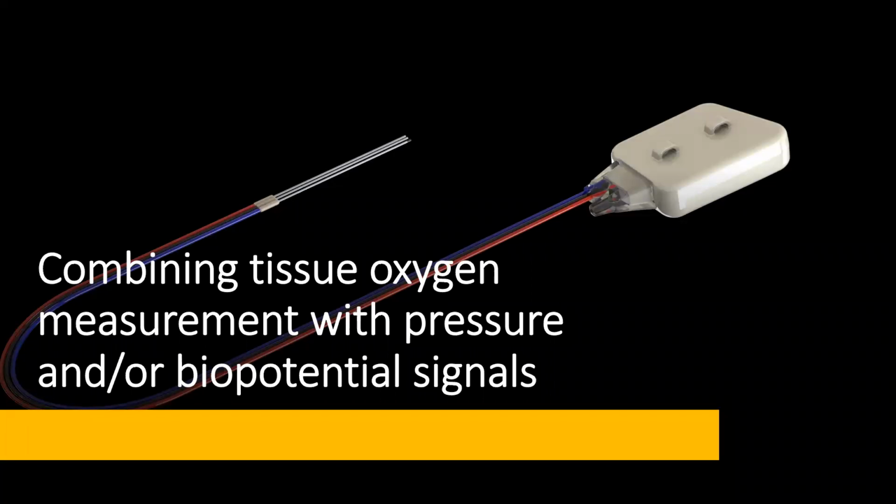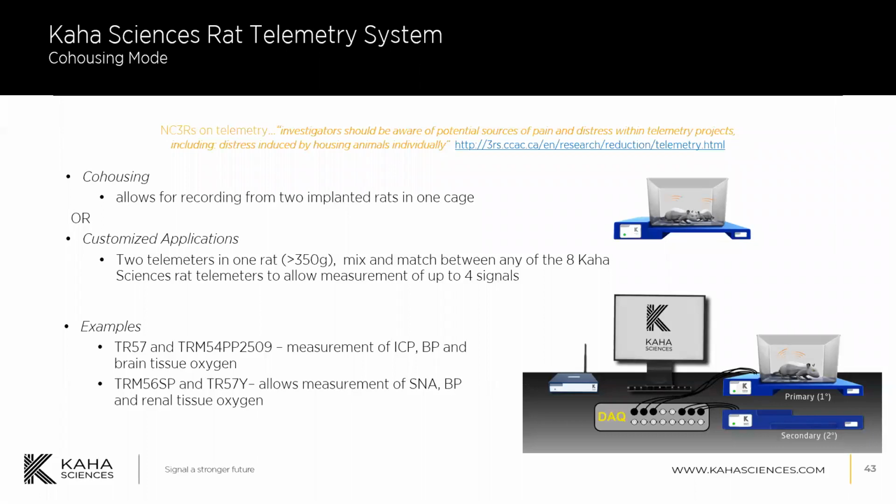Now, measurement of tissue oxygen is quite an exciting advancement, but even more so if you can combine that measurement with a pressure or a biopotential signal to increase the amount of information that you're getting from your experiments. We have facilitated this by what we call cohousing mode. In this mode, one SmartPad is able to optimize the wireless power requirements for 2 telemeters. That can be 2 rats living in one cage, or it can be 1 rat implanted with 2 different telemeters. Now, the minimum animal size for 1 telemeter we recommend is 175 grams.